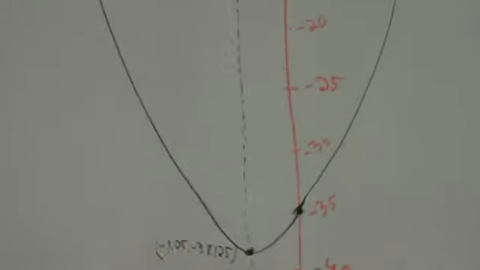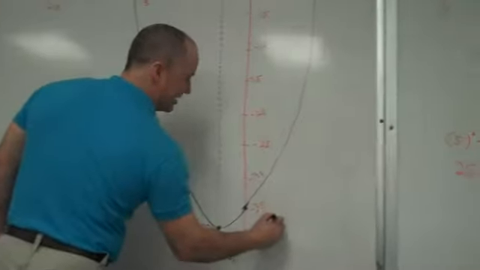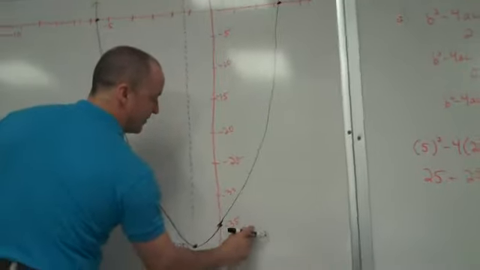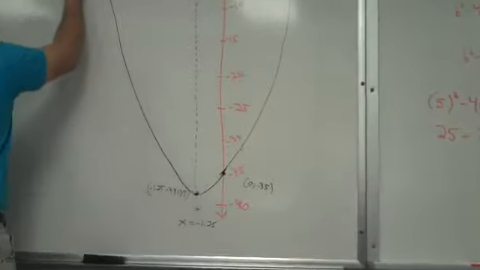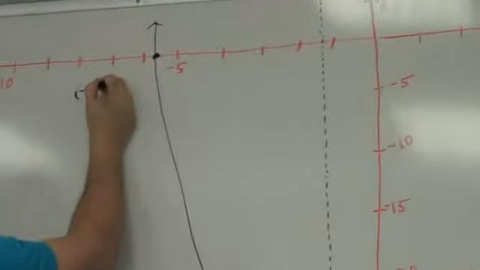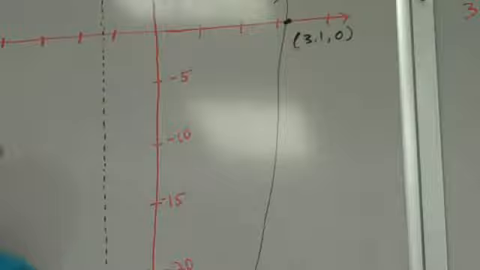Back up. Okay, thank you. Now I need to label all my points. This is the point (0, -35). I need to label this point (-5.6, 0) and this point (3.1, 0).